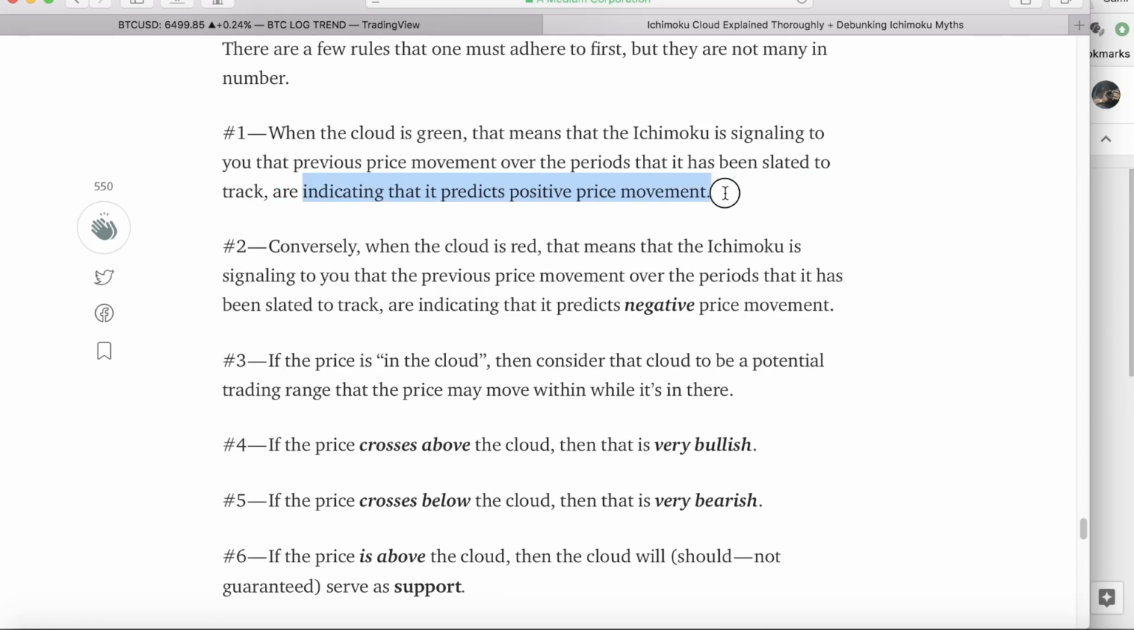Let me highlight that because Medium is cool and you can actually do that. Did that work? Yes, it did. Good. Conversely, if I didn't say that right, when the cloud is red, that means the Ichimoku is signaling to you that the previous price movement over the periods are indicating that it predicts negative price movement. So again, very important distinctions to be made there.